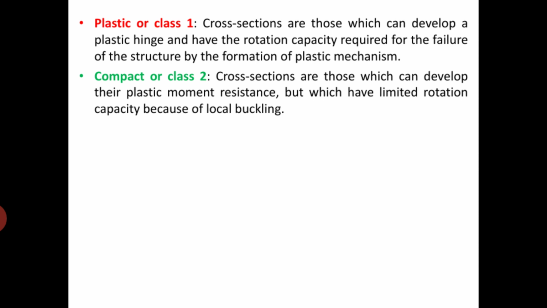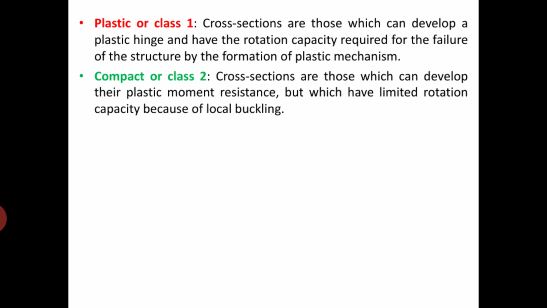Okay. Then next, compact sections means what? The cross sections are those which can develop their plastic moment resistance, but which have limited rotation capacity because of local buckling. And the local buckling will prevent the development of plastic moment. And in these sections, there will not be any formation of plastic hinge. But in case of plastic or class 1 sections, the member of the structure will fail by the formation of plastic hinge.